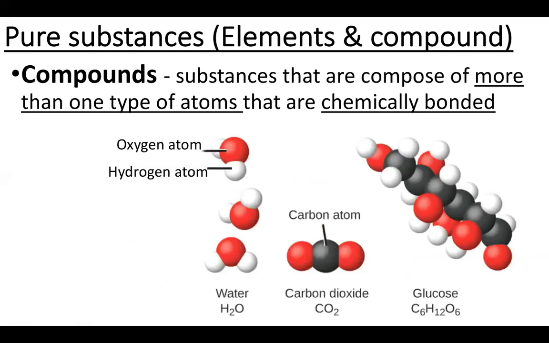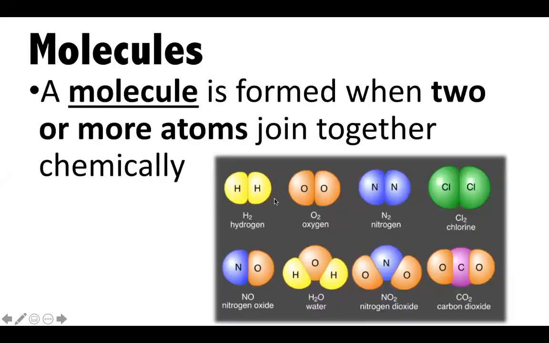In a compound, there are more than one type of atoms, and they are chemically bonded to each other. They're attached to each other. So for example, our water has 2 H's and 1 O. The 2 H are represented by the white circles, and the oxygen is represented by the red circles that you can see in here. All right, moving on.